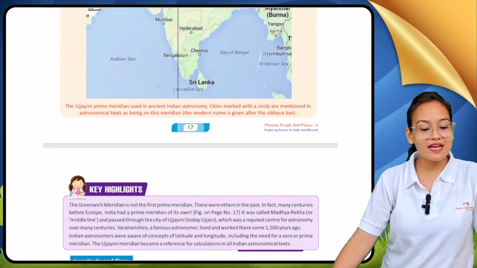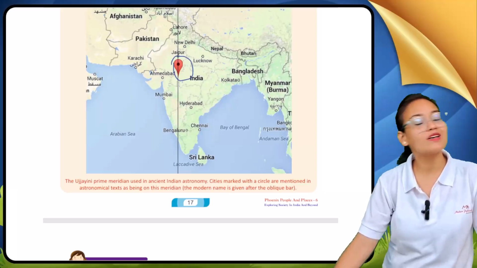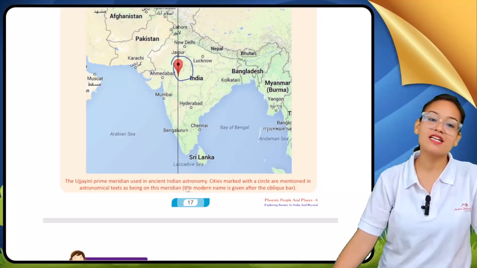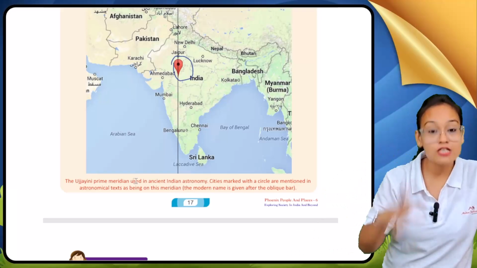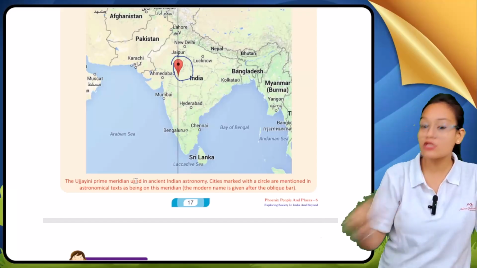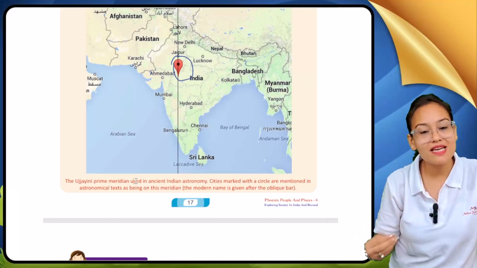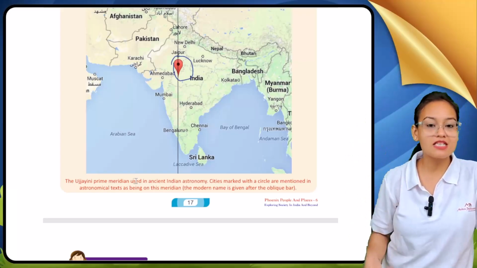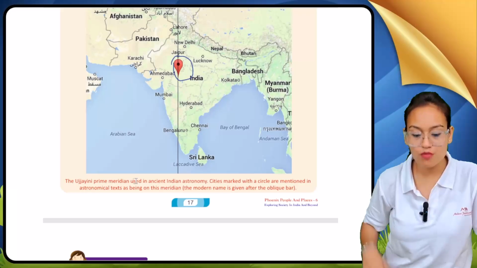And why is Ujjaini taken here, not any other city? Because the Ujjaini prime meridian was used in ancient Indian astronomy. Ujjaini astronomy means the Ujjaini prime meridian. So the prime meridian crossing through Ujjaini was taken to measure distance by our ancient Indian astronomers.